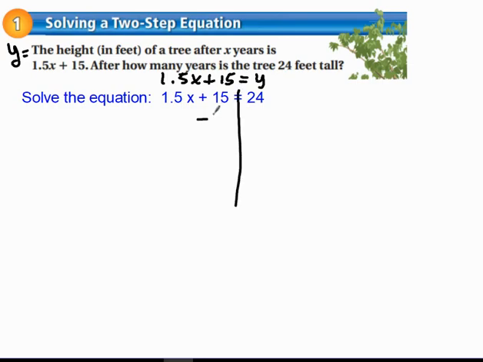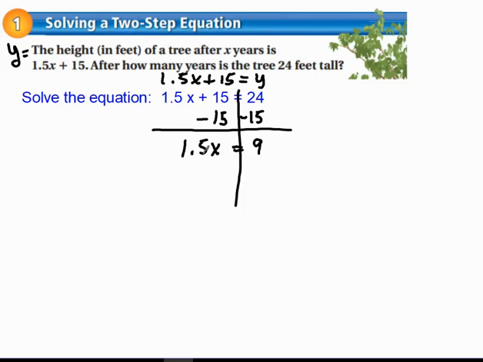First thing we have to do is subtract 15 from both sides. Because remember, when you solve equations, you want to use the reverse order of operations. So we get rid of add and subtract first, then multiply and divide. So we could ask ourselves the questions: what is the variable? What has been done to the variable? What is the inverse? So now here you see we have 1.5x equals 9.